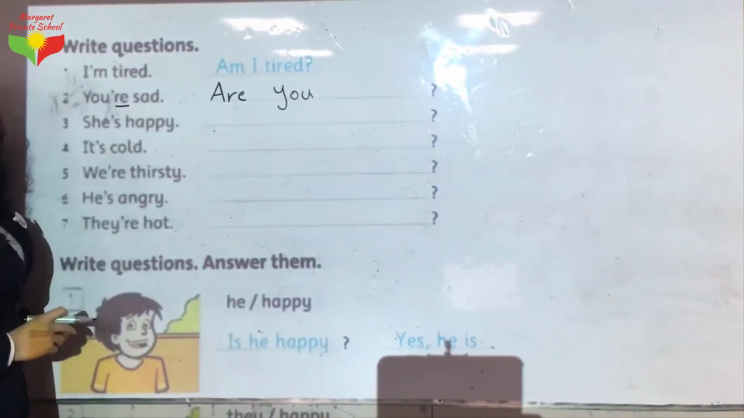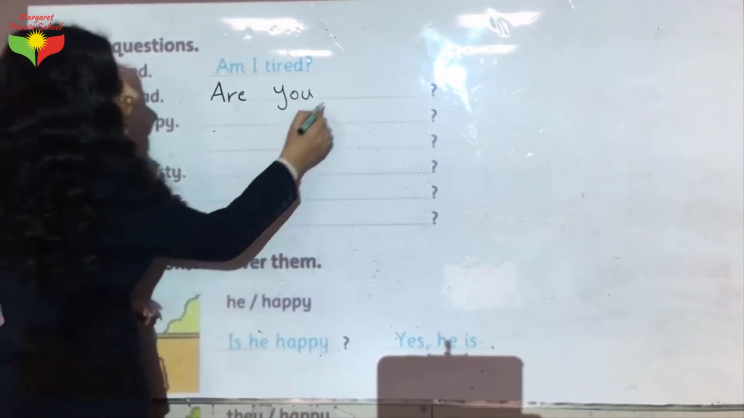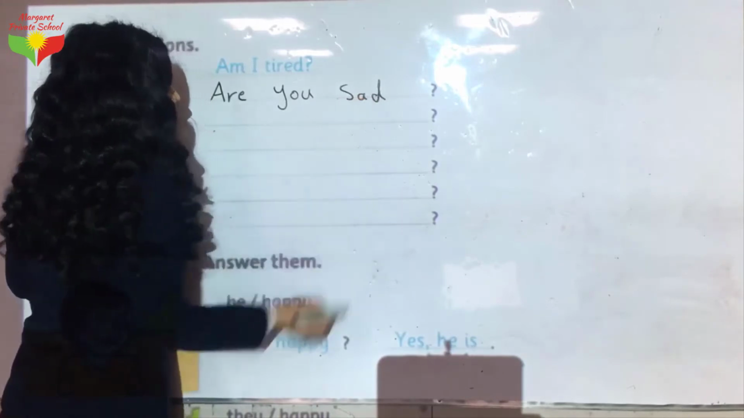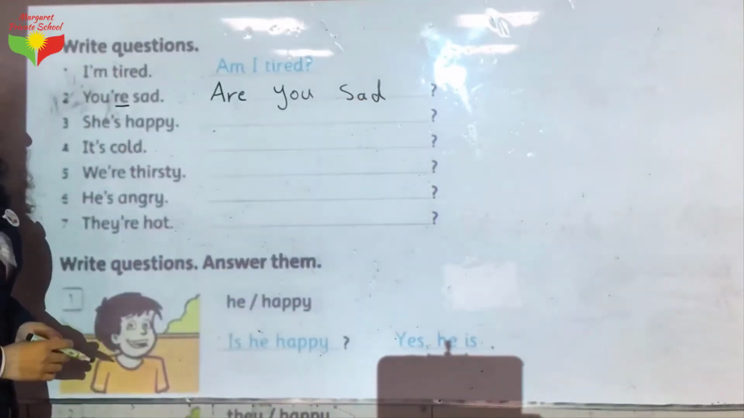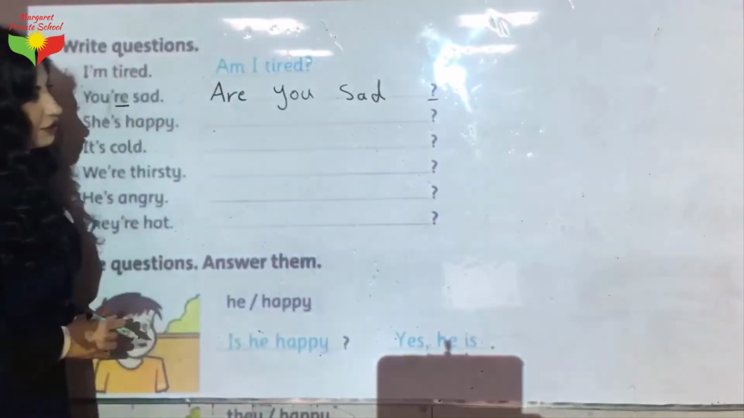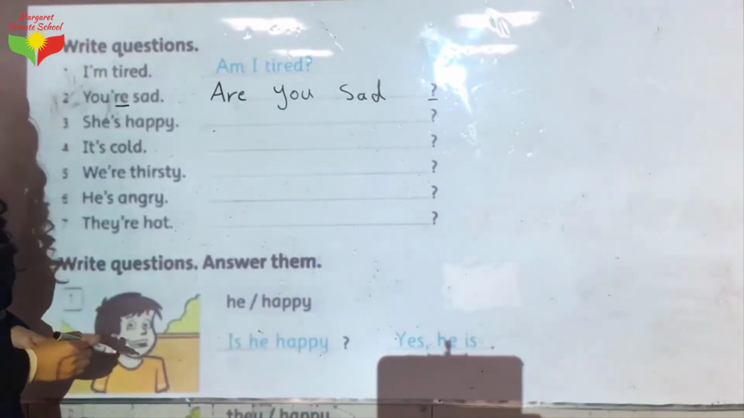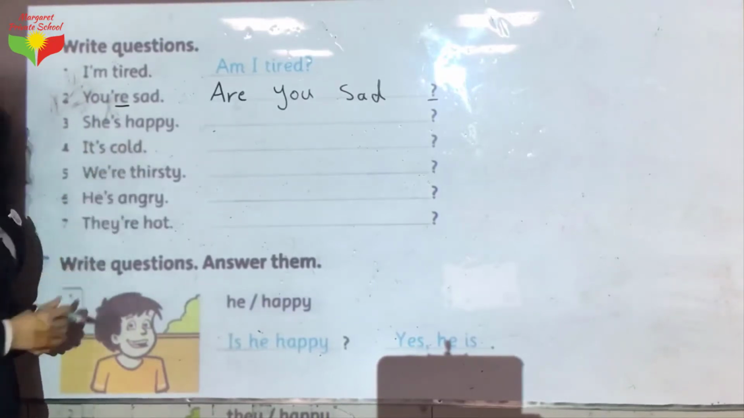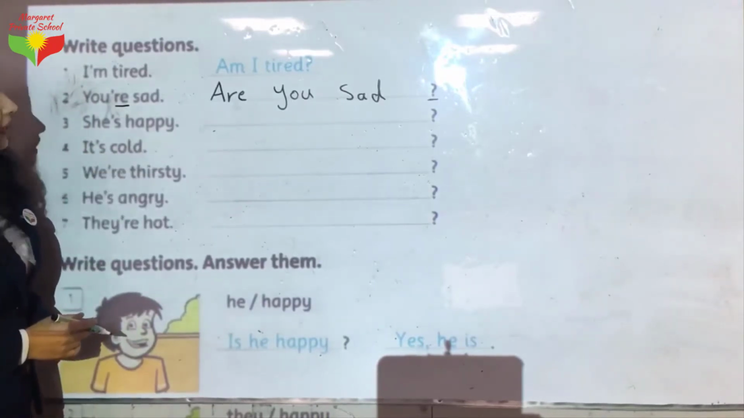Then we have to write the adjective, which is sad. Are you sad? Okay, and we have a question mark at the end. Question mark. Look at the third one. She's happy. She is happy.